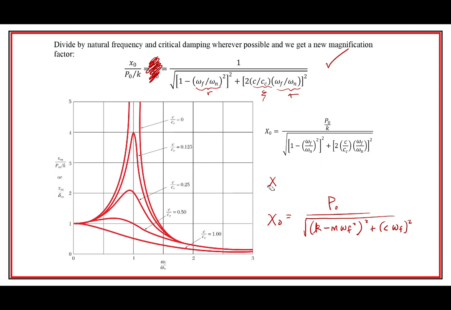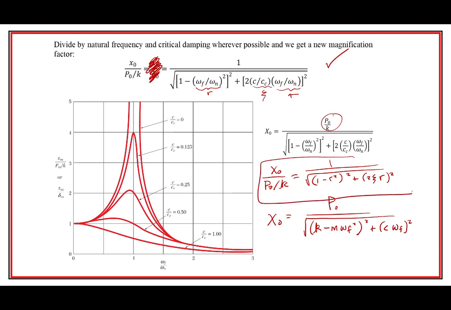And we could also, by the way, pull this thing over to the side. X0 over P0 divided by K, so this is the input, is equal to 1 over the square root of 1 minus r squared, plus 2 squiggle r, squared.